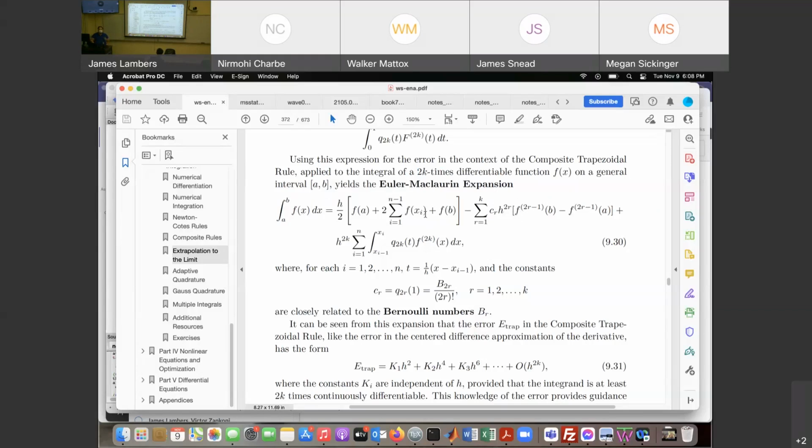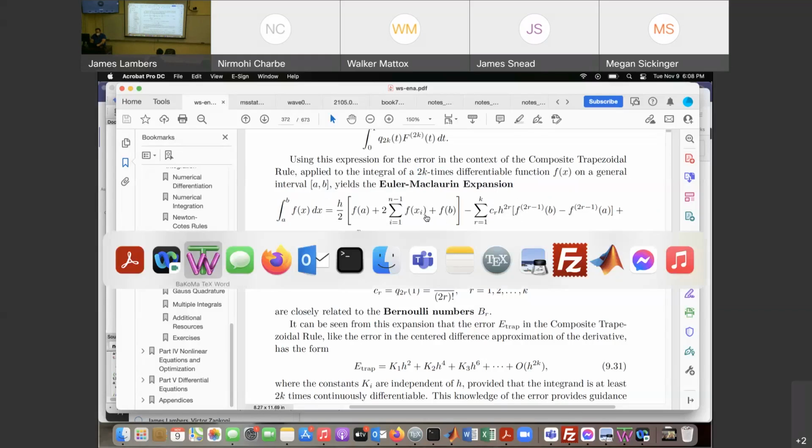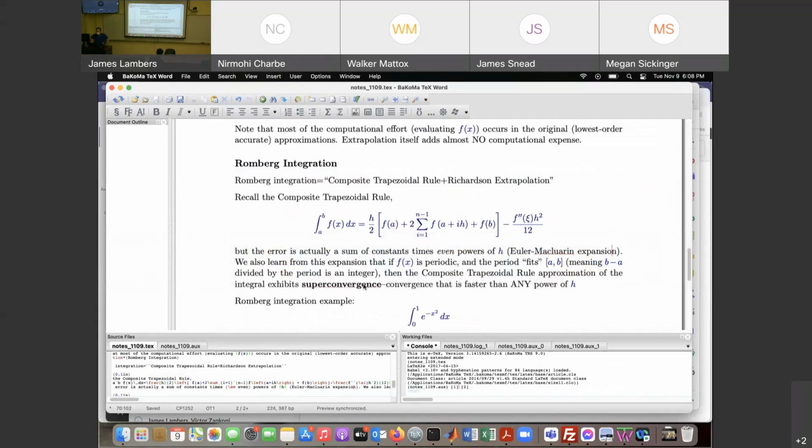Normally it's order h squared, but in the case of a periodic function, what we get is called superconvergence. Convergence faster than any power of h. So you can say that the error is going to 0 exponentially as h goes to 0. So when you have periodic functions, even though we have more sophisticated integration techniques than this, the composite trapezoidal rule really is the best way to go in that situation.